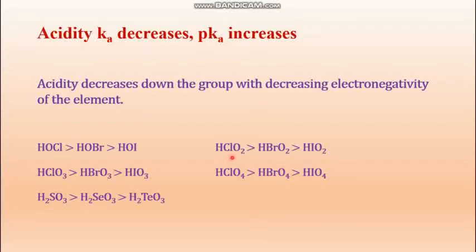Similarly, in HClO2, that means chlorous acid, this is hypochlorous, this is chlorous acid, then bromous acid, then iodous acid. Chlorous acid definitely, as chlorine is the most electronegative, would be the most acidic one, and iodous acid would be the least. Similarly, chloric acid is the most acidic, then bromic acid, then iodic acid. And finally perchloric acid, perbromic acid, and periodic acid. Among them, perchloric acid is the most acidic substance. In fact, perchloric acid is the most acidic substance in the universe.